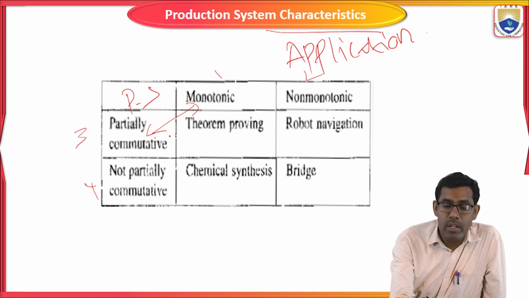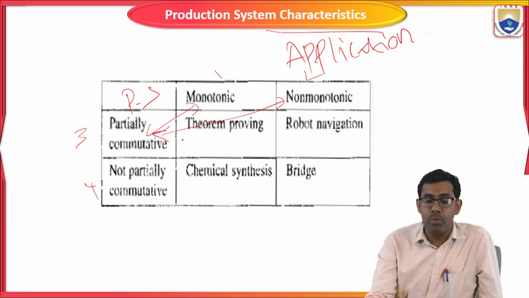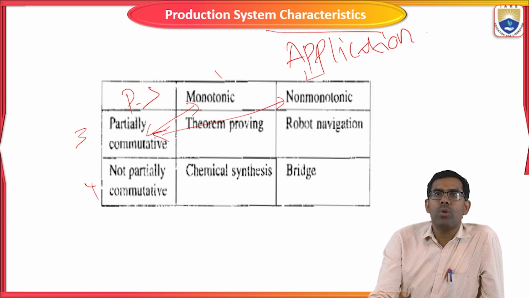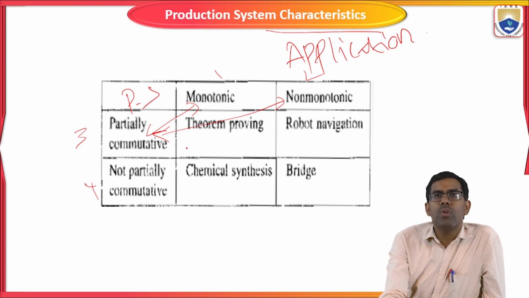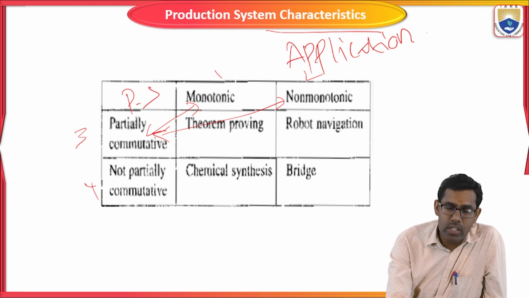The next one is partially commutative and non-monotonic. This concept is used for robot navigation, and also for weather predictions, signals, or image prediction. For that they use both the partially commutative and non-monotonic production system.